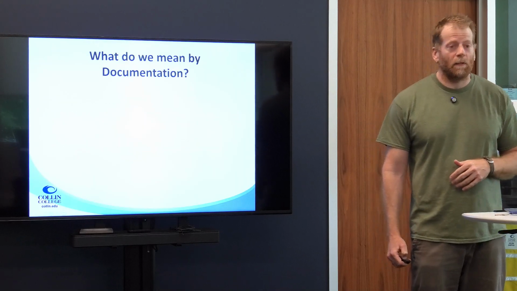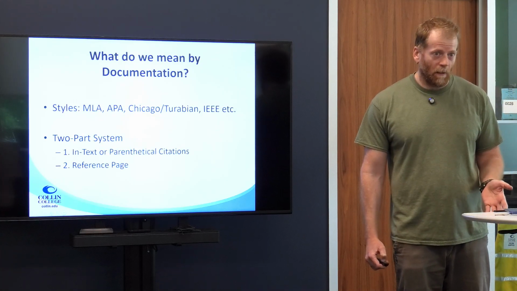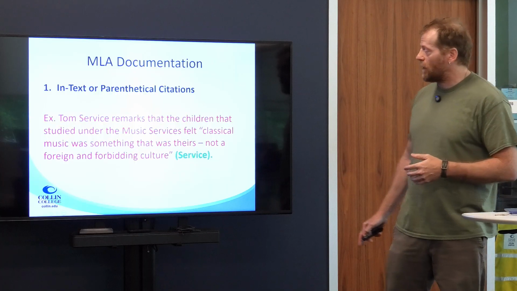Let's move to documentation. Because we're doing research, we have to document it. This is good scholarship. There are different styles of documentation. We're going to talk briefly about MLA. MLA is a two-part system. We have to do in-text citations and works cited entries. We have to do both. Here's an example of that.